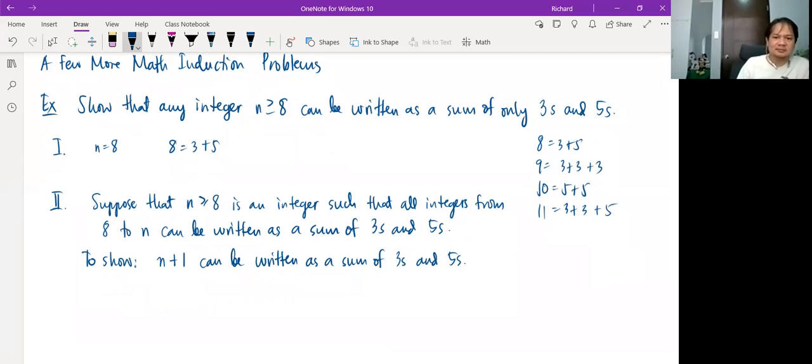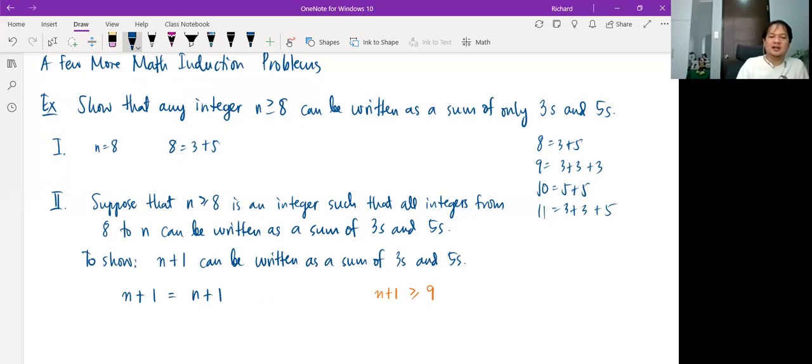Okay. Got it. All right. n plus 1, of course, is equal to n plus 1. It's trivial, but I pointed this out because this n can be written as a sum of 3s and 5s, and furthermore n is greater than or equal to 8. So that means n plus 1 is greater than or equal to 9. Okay. So what I'd like to point out is the following. We can write down n plus 1.